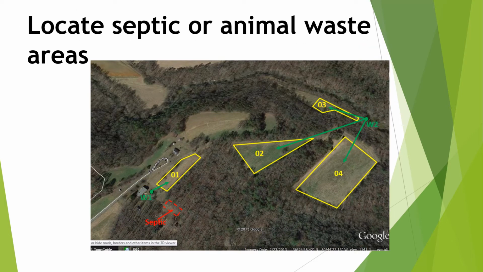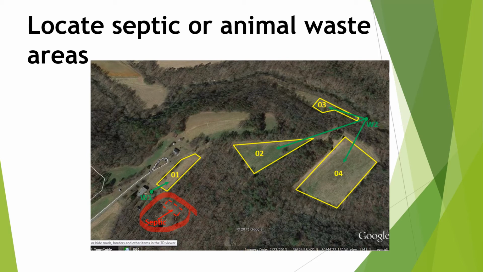Using this same map, locate the septic or animal waste areas. For example, you have the septic system here. You have already noted that you have a water source proximate. So during your water quality assessment, you have already determined that this is a good location for you to have a field and a water source.